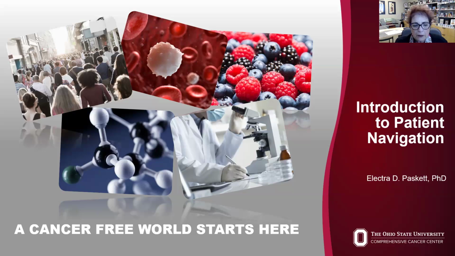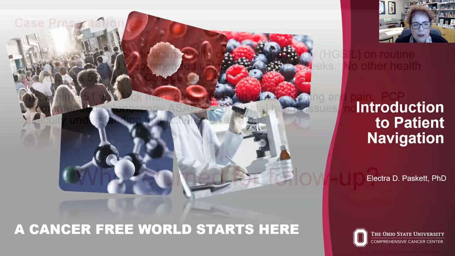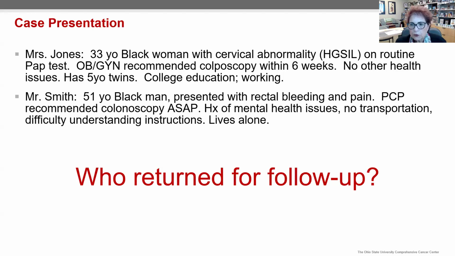So I'm going to start with a case presentation. These are true people and their situations. Their names have been changed. So the first case here, Mrs. Jones, is a 33-year-old Black woman with a cervical abnormality on routine Pap test. Her OBGYN recommended a colposcopy, which is a diagnostic follow-up, within 6 weeks. She has no other health issues. She has 5-year-old twins. She's college educated and working.